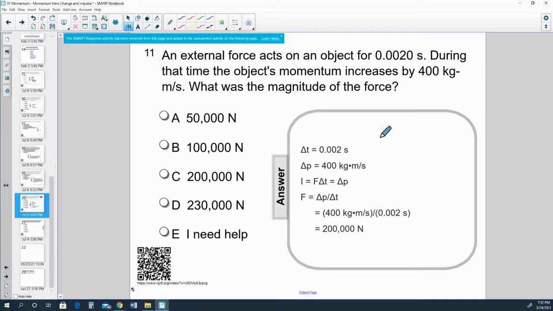If the force times the change in time is equal to change in momentum, then force, if we divide change in time from both sides, is equal to the change in momentum divided by change in time. So that would be 400 divided by 0.002, and that gives you 200,000 newtons. So letter C.